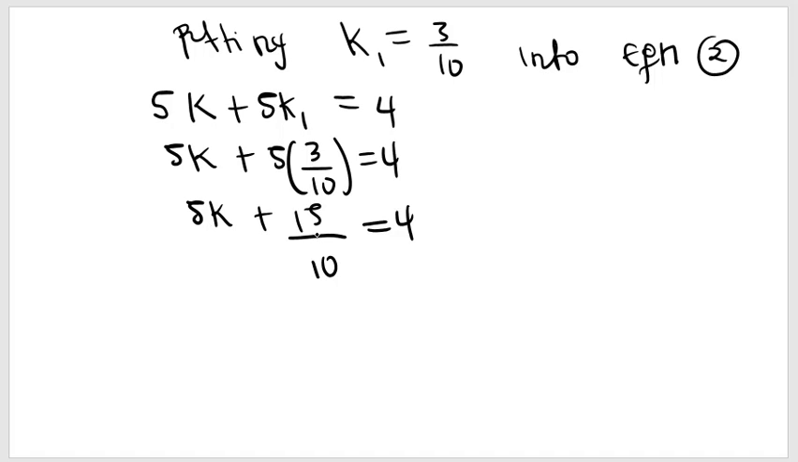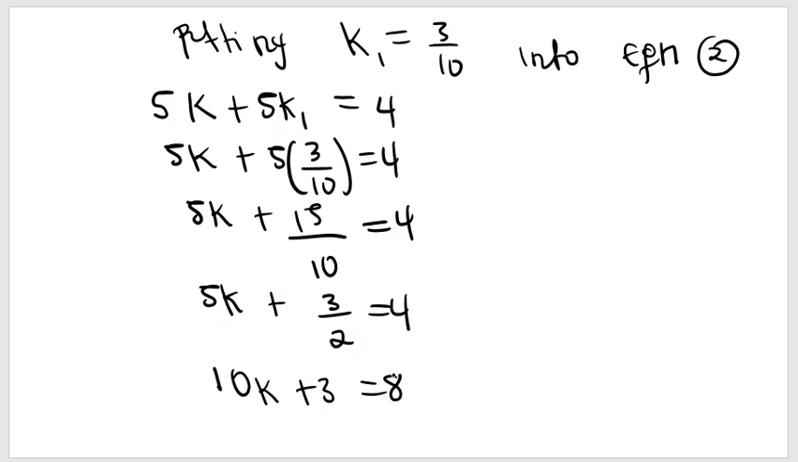Now in this case, we can do some cancellation for the 15 over 10. So we are going to have our 5k plus, and this is going to give us 3 over 2 being equal to 4. So we can multiply through by the 2. And this side, we're going to get our 10k plus 3 being equal to 8. That is when you multiply this by 2, that is times 2. This one 2 times 2, and then this one times 2. And we're going to get 10k plus 3 is equal to 8.